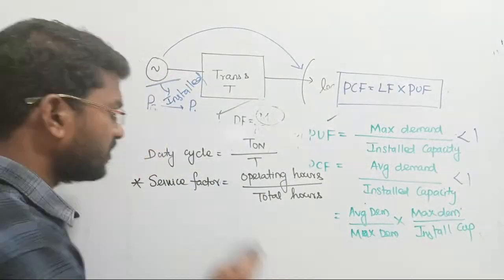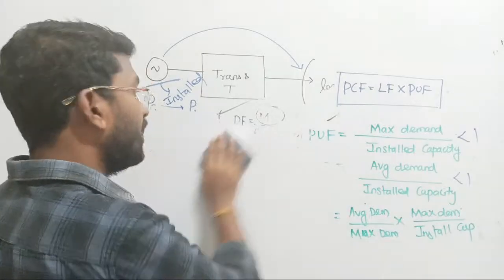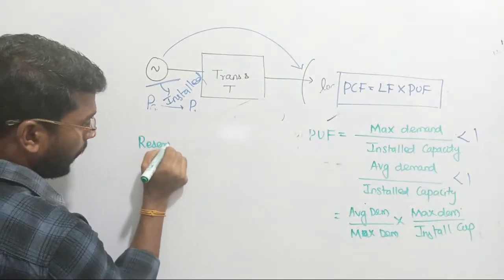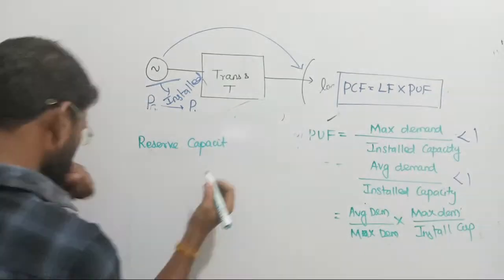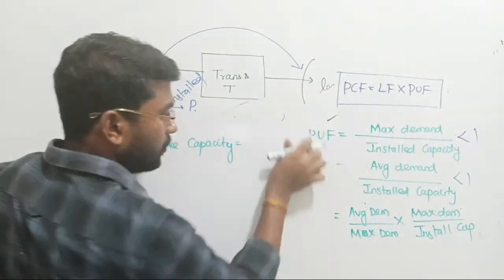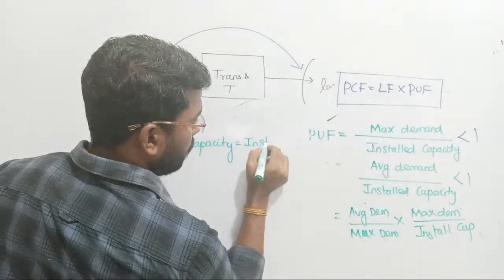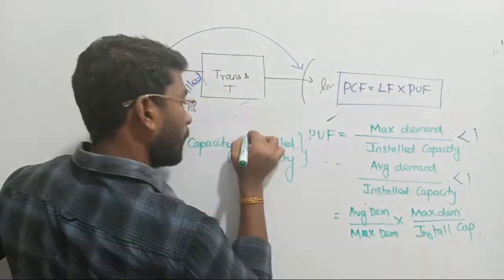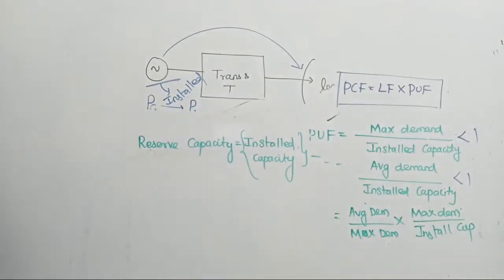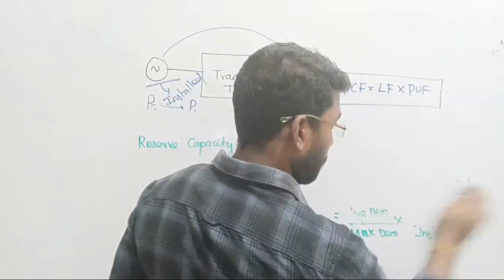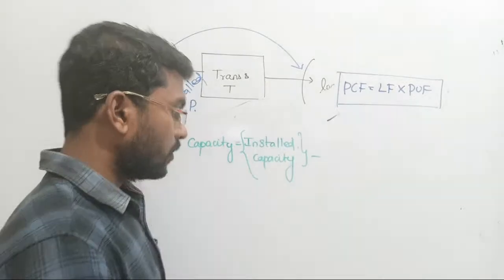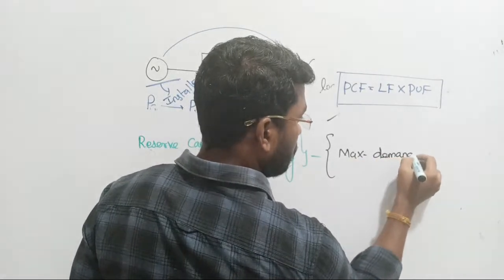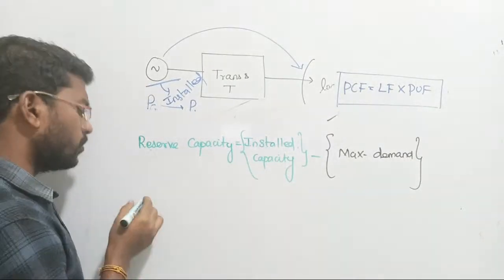So the conclusion is: reserve capacity is installed capacity minus the maximum demand of the people. Let me write it: reserve capacity equals installed capacity minus maximum demand. That's all. Clear? Next, there is one more term, that is called loss factor.